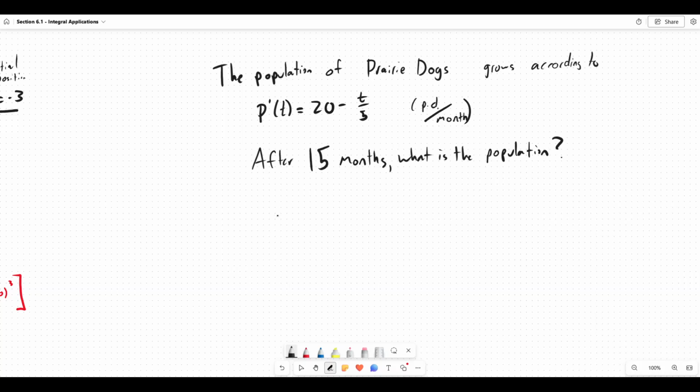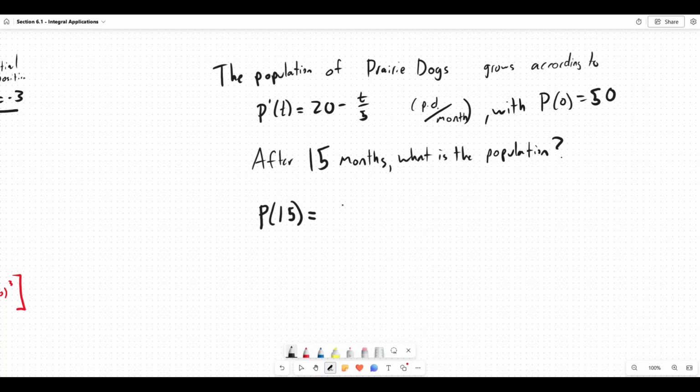How are we going to find this? Oh, by the way, we also are told a starting population. This is really important to look for. All of these questions will give you a starting population. After 15 months, what is the population? So really what we want to know is what is P of, for example, 15?